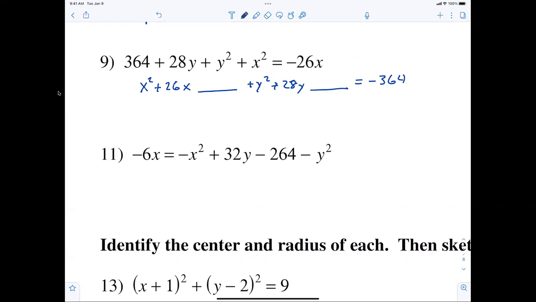Does anybody have any questions with how I move things around? I group the x's together, group the y's together. I move the constant over. So just to make sure you're with me, the 364 I moved over here, so that became what? Negative. The -26x I had to bring over here with this x, so that became what? Positive.